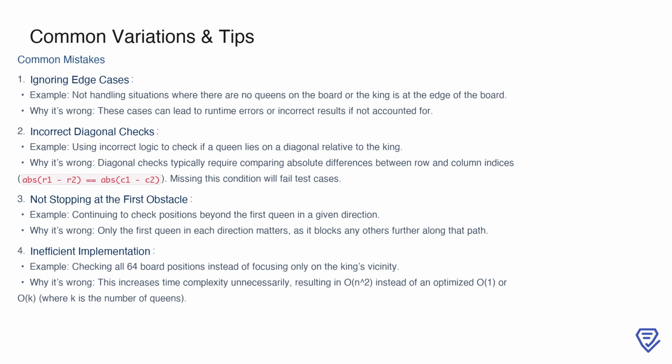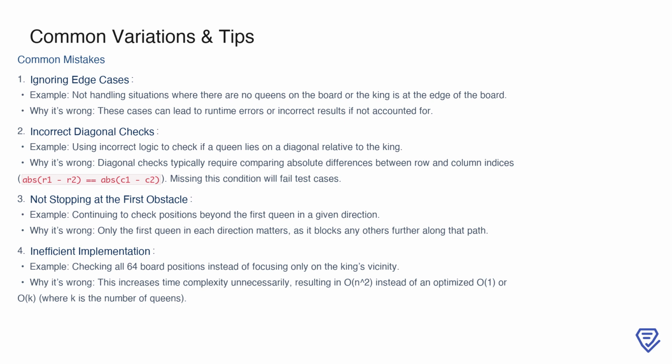Next, diagonal checks are a frequent source of errors. To determine if a queen lies on a diagonal relative to the king, you need to compare the absolute differences of the row and column indices. This is often expressed as abs(R1 - R2) equals abs(C1 - C2). Missing this condition will result in failing test cases.